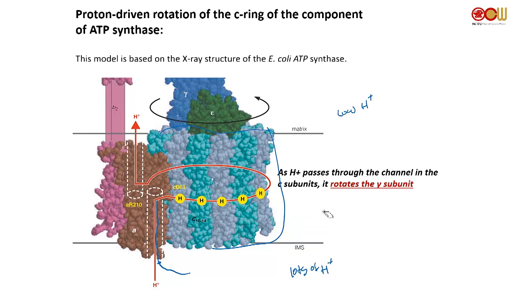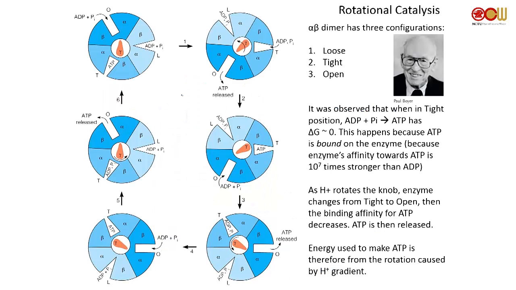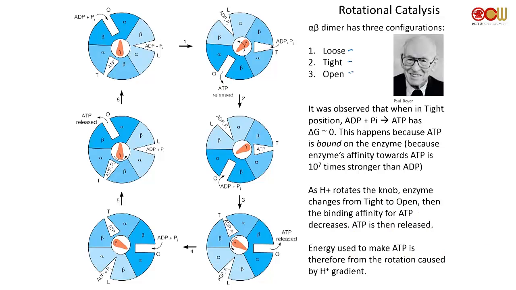Does it rotate? Actually, this one doesn't rotate. This one, as it moves, is going to rotate the top thing. Okay, what I want to show you is this. This is why you have to know the alpha-beta dimer. On the doorknob, on the alpha-beta dimer, you have 3 sites. And these 3 sites, we usually call them loose, tight, and open.